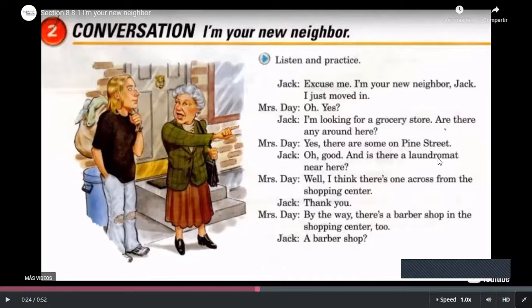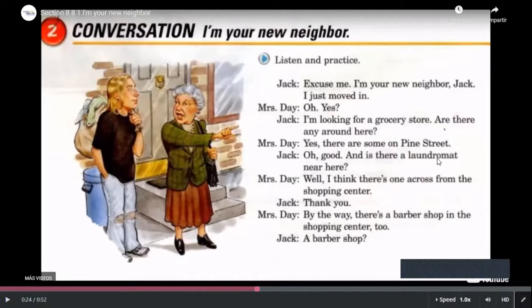Laundromat is a place where you take your clothes so they can wash it. You put your clothes into the washing machines. There are many washing machines, public washing machines. And you put a coin on the washing machine, you put a dollar, and it washes your clothes. That's a laundromat. Do you understand? Yes. Laundromat, okay.